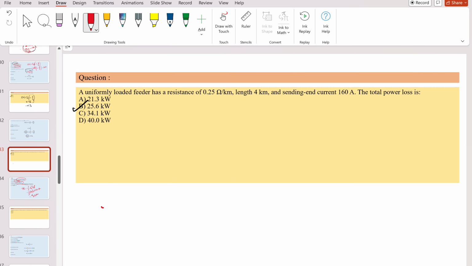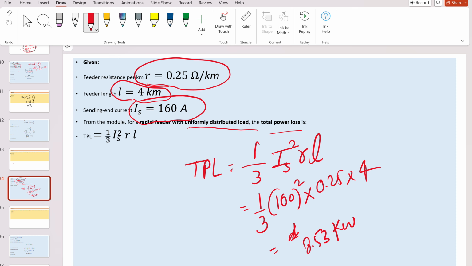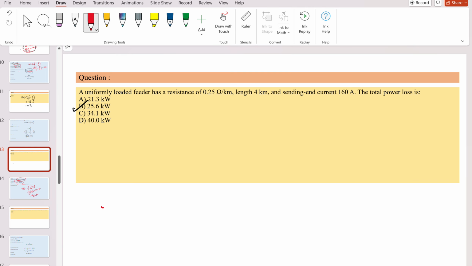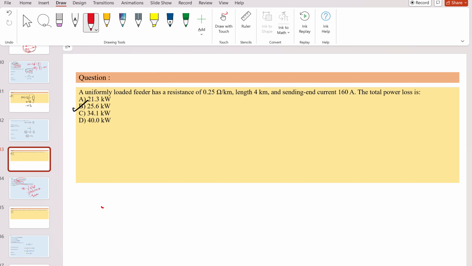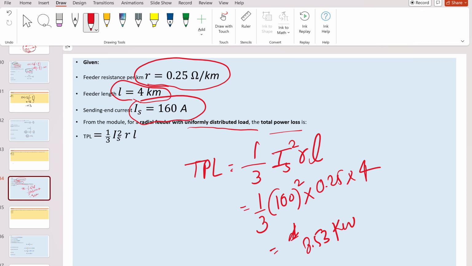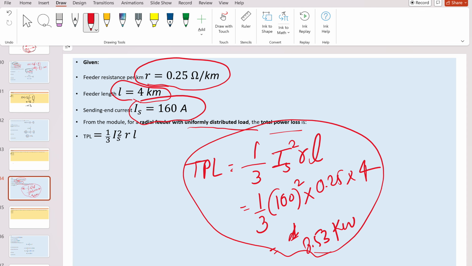So the correct answer was Is square r multiplied by l, with the load distributed, so it was coming 8.53. I think all the answers are actually wrong. TPL, total power loss, 8.53 will be the correct answer. This is for a particular per unit length, because R we have used for 4 kilometers, then we have used the 0.25. So the total power loss will come out to be 8.53 kilowatt.